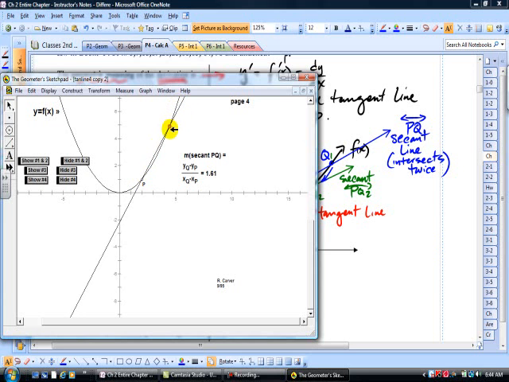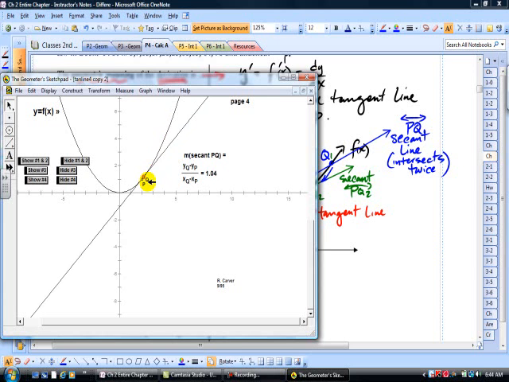But if I slide Q down here towards P, and if I get Q infinitely close to P, it becomes a tangent line. And notice it intersects at only P, which means that it's a tangent line. And if we can find the slope of that line, then we've achieved our goal. So what we need to do is get the slope of the tangent line by sliding Q infinitely close to P.